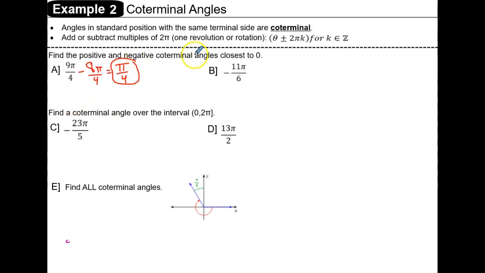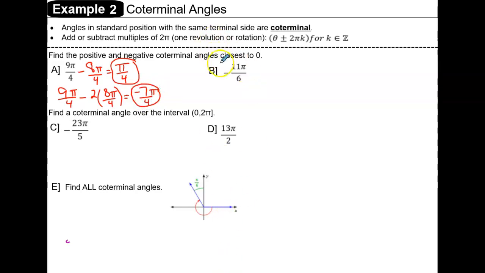Then to find a negative coterminal angle to my given angle, subtracting one revolution was still positive, so now I'm going to subtract 2 revolutions to get the closest negative coterminal angle. So 2 times 8 pi over 4 in the clockwise direction means we're going to subtract. And that would be 9 pi over 4 minus 16 pi over 4, which is negative 7 pi over 4.